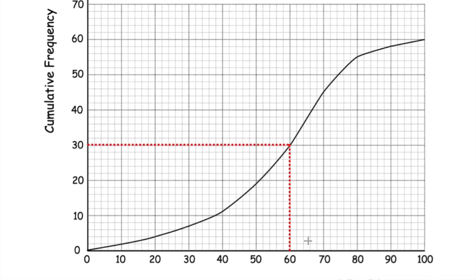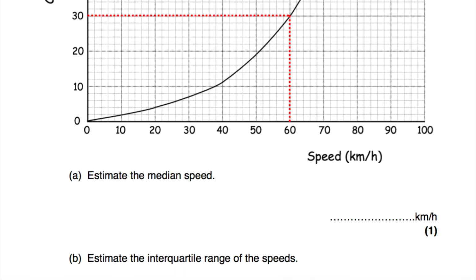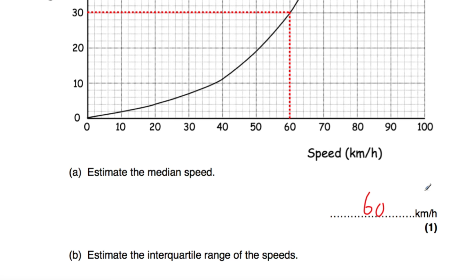And that brings us to 60 kilometers per hour. I was going to say miles per hour there, but make sure you read the axis and have a look and see what the units are there. So 60 kilometers per hour. So our estimate for the median speed is 60 kilometers per hour.